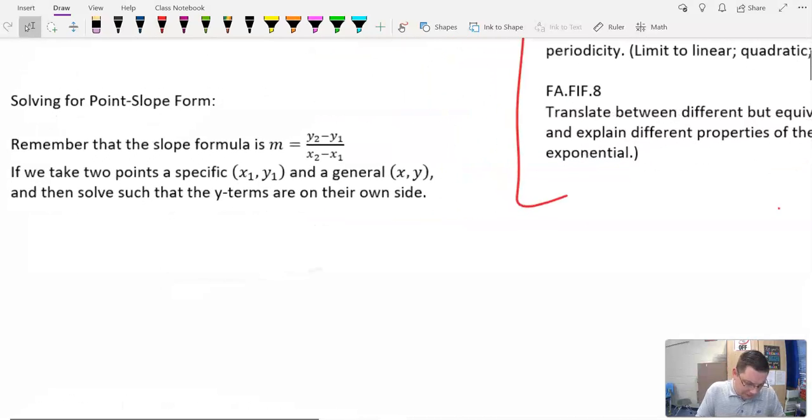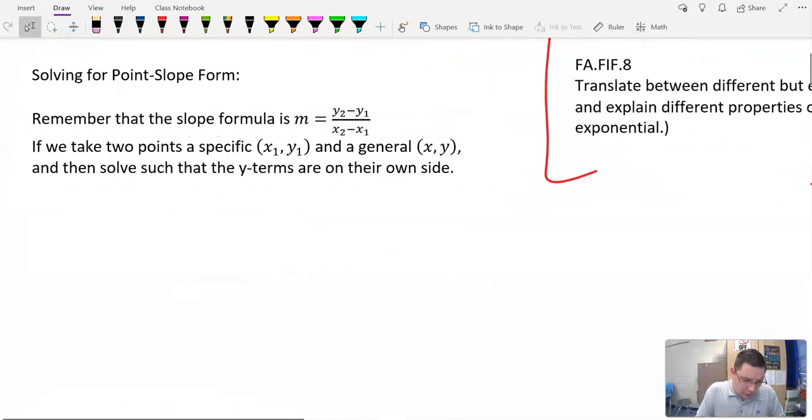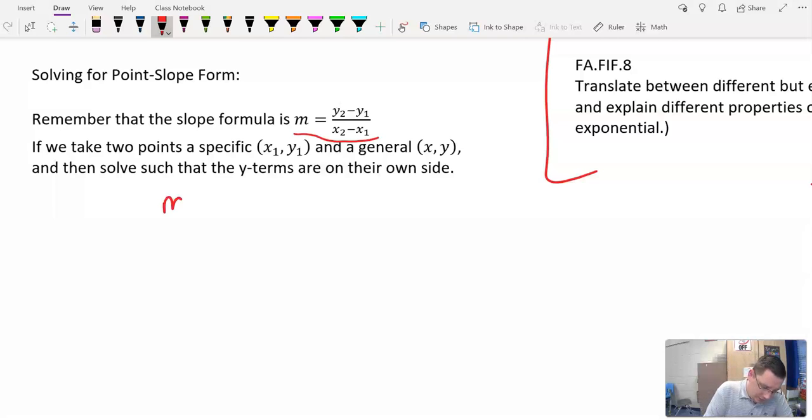And so the first thing we want to look at is being able to know what the point slope form is. And to do that, I'm going to show you how it comes about. When we look at this, we've got the slope formula here. m is equal to y sub 2 minus y sub 1 over x sub 2 minus x sub 1. Now, what we can do is we can take x sub 1 and y sub 1 and a general x, y. So we've got one specific point and one general point, and we're going to plug that in. And so that manipulates our formula to now be y minus y sub 1 over x minus x sub 1. So the 2's have gone away is what's happened.